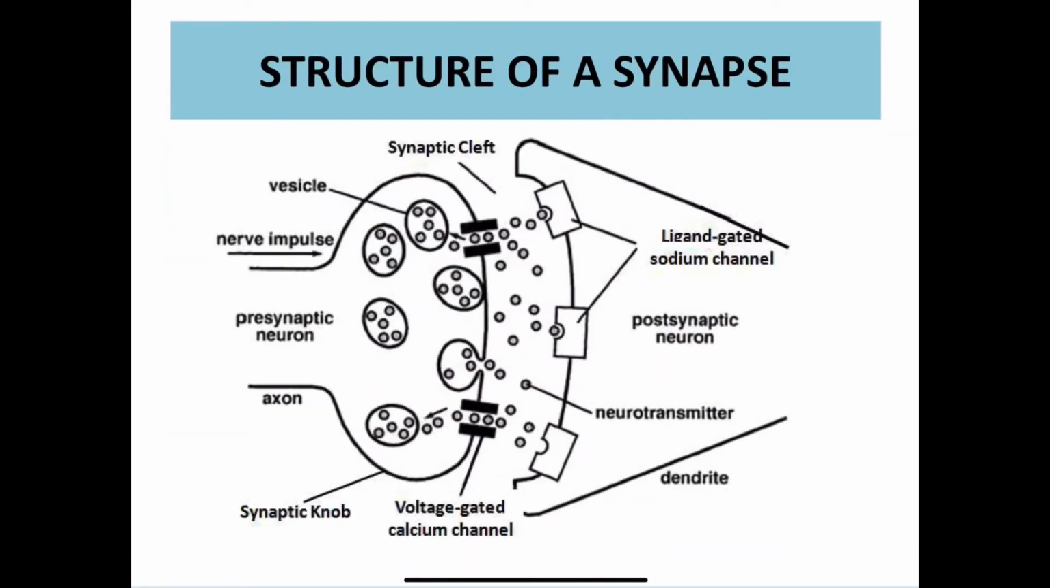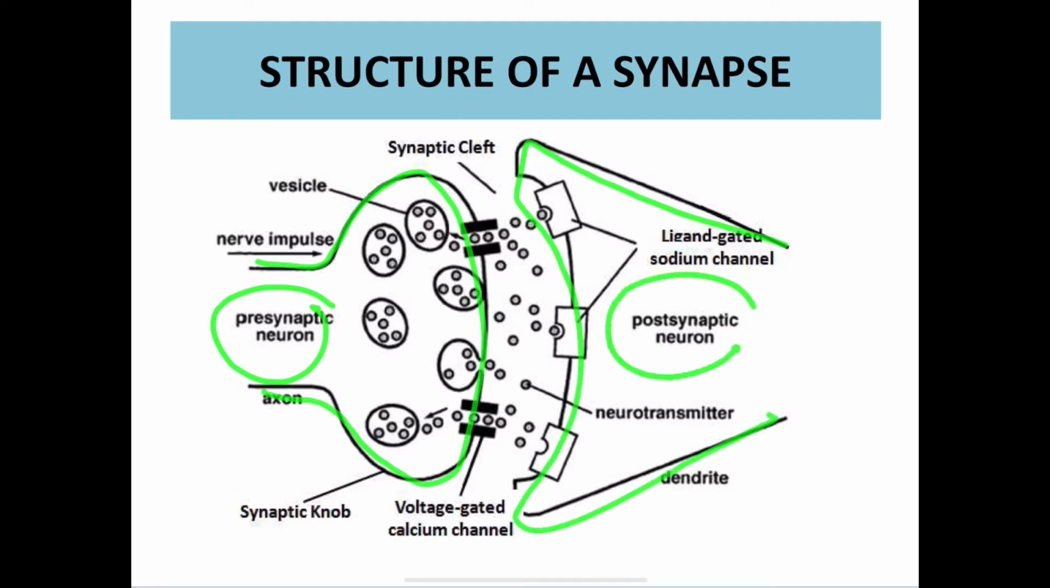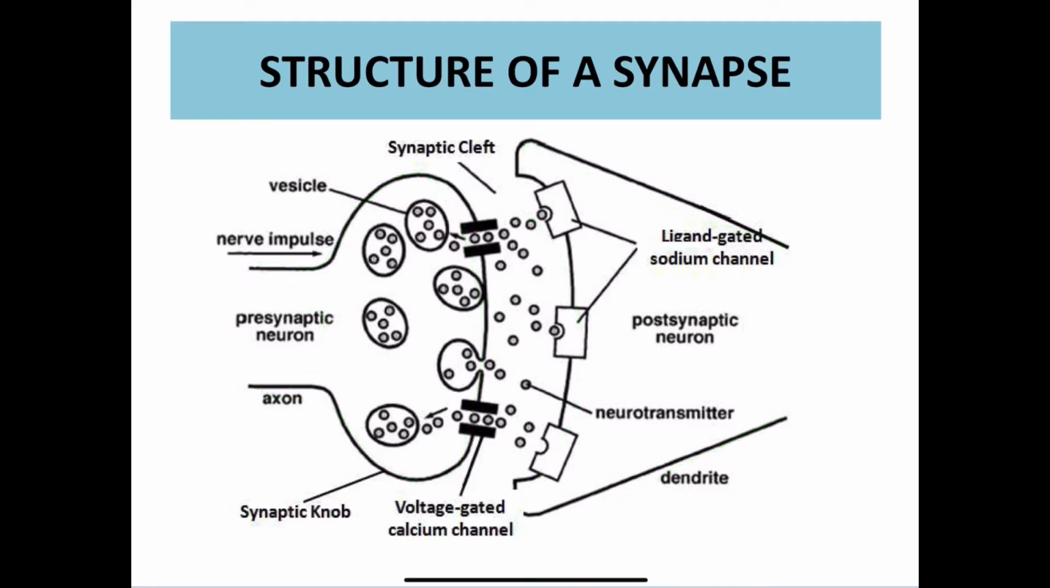This is the diagram for the structure of synapse. The synaptic knob of the presynaptic neuron and the dendrite of the postsynaptic neuron. The presynaptic neuron is the neuron that sends information, or the neuron that releases neurotransmitter at the synapse, and the postsynaptic neuron is the neuron that receives information at the synapse.